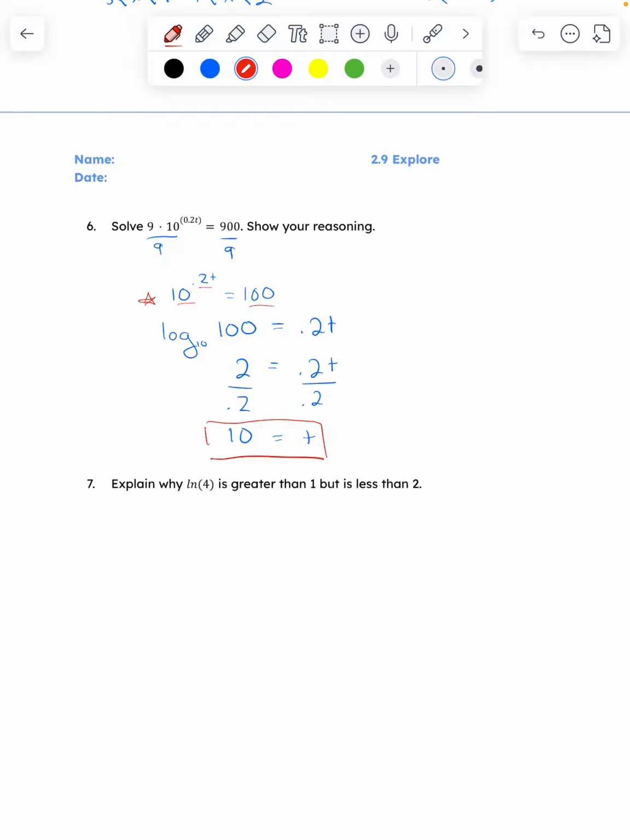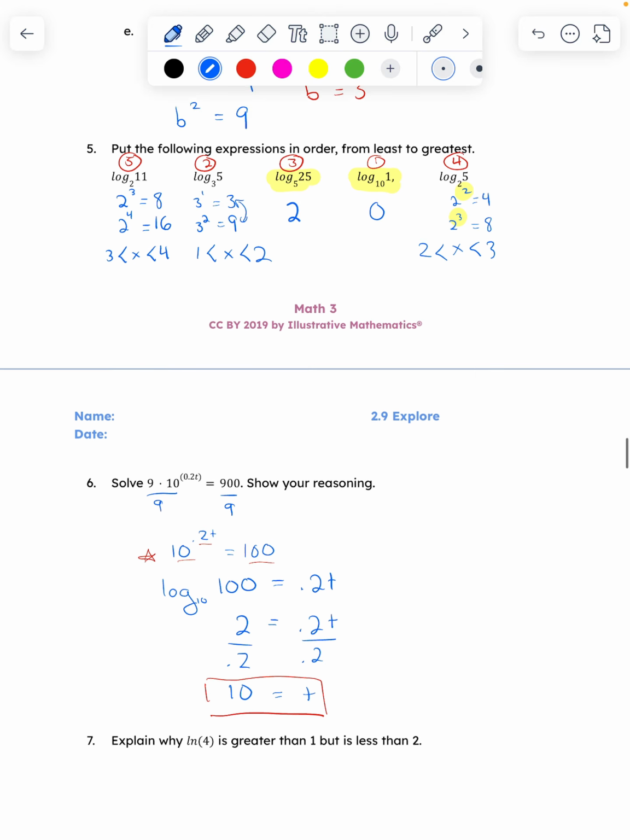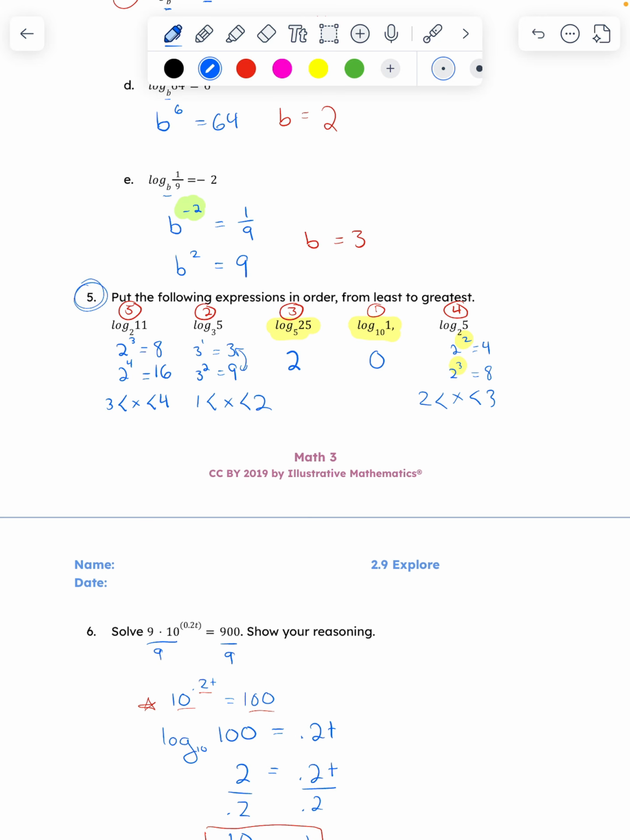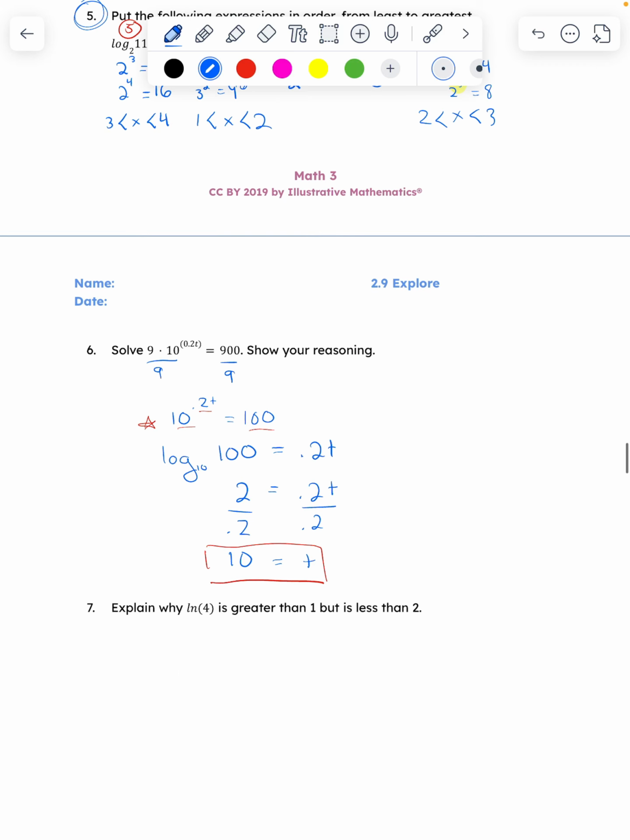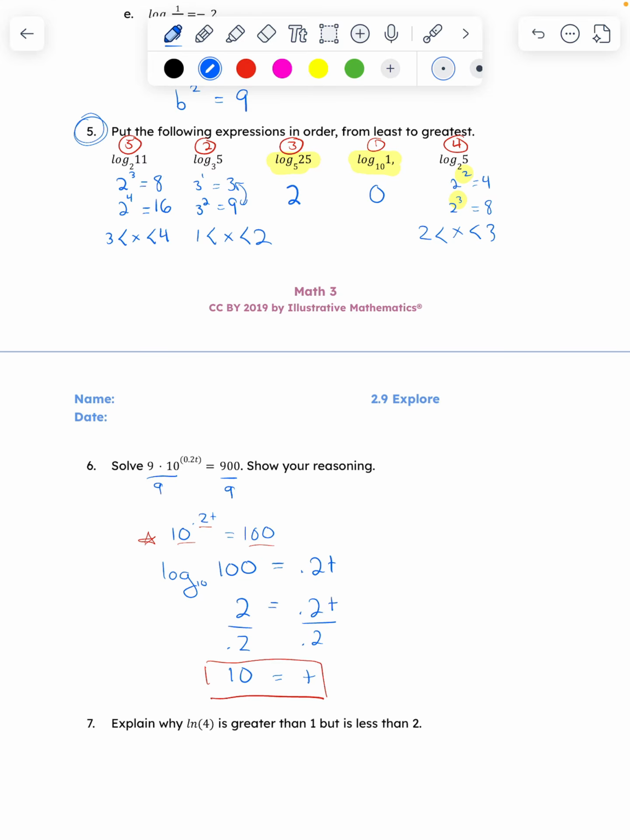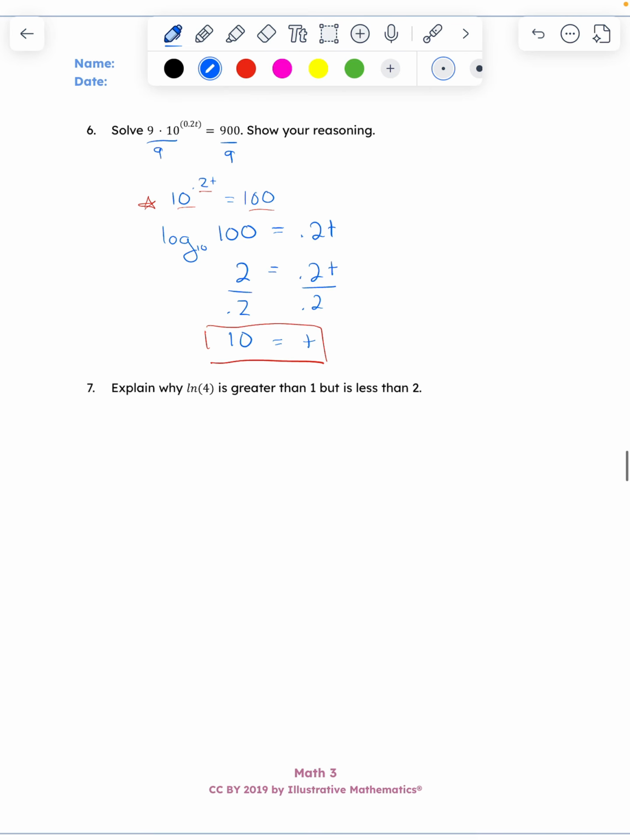Number 7, the dreaded word explain. I want to take some time to think through how we can use mathematical notation here to show some work that might make it easier to explain than writing out a whole sentence. And this is going to be very, very similar to number 5 that we just did, right? Because it's asking us where the natural log of 4 falls on the number line. And we just did a bunch of work estimating that sort of thing in number 5. The difference here is we're just working with e.